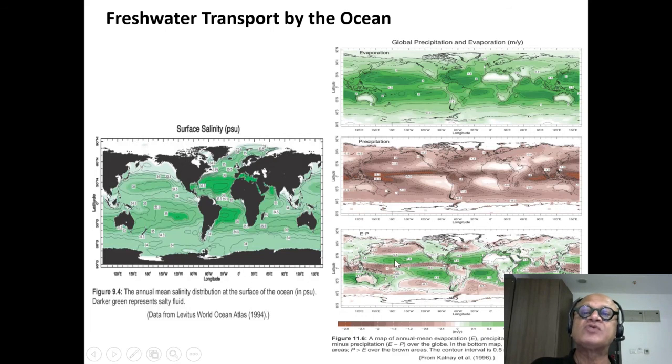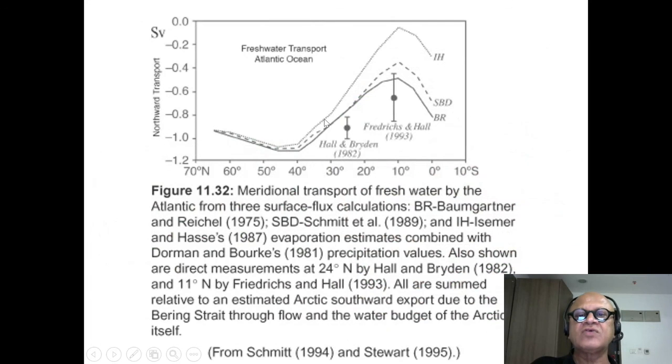It's often referred to as the oceanic hydrological cycle as opposed to the hydrologic cycle on land that we typically talk about. So just like the SST interpretation, the salinities have to be interpreted in that sense. So this is how the freshwater transport looks.